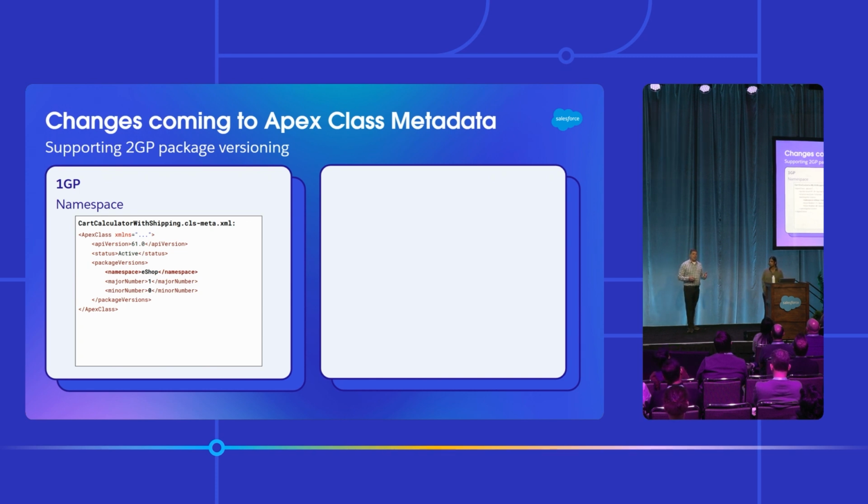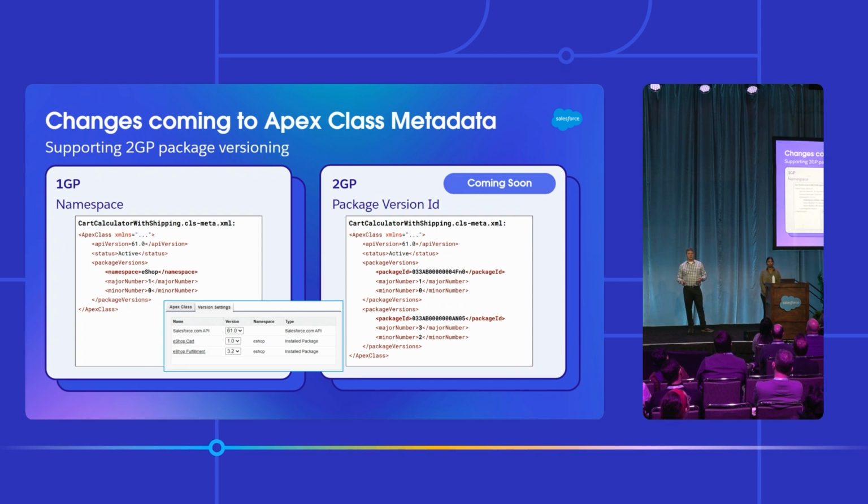Okay, so now we're coming to the world where we're all going to start migrating to second generation managed packages. Well, there's a challenge there. Second generation managed packages don't just allow one package per namespace. You can actually have multiple packages per namespace. That's of course a problem for this metadata because it's no longer a one-to-one mapping.